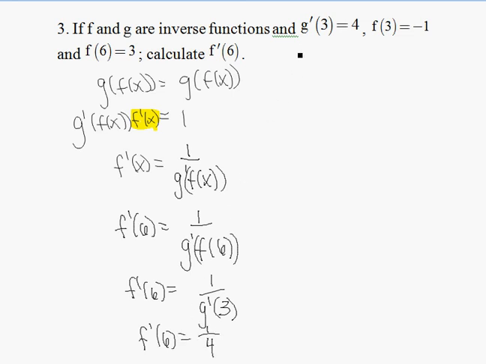Okay, so just as long as you're able to recognize which function you're trying to take the derivative of, it makes it easier to set up this initial relationship and then solve for the appropriate derivative you want and then plug in the applicable values. Okay, that's the end of derivatives involving inverses.